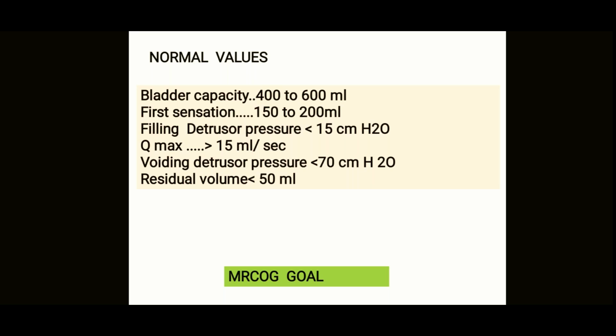And the last one is the residual volume. We have seen that even 100 ml can be considered normal for the population. The normal value that we generally consider is that no residue of more than 50 ml should be there. And generally, if it is less than 50 ml, we consider it as very, very normal.